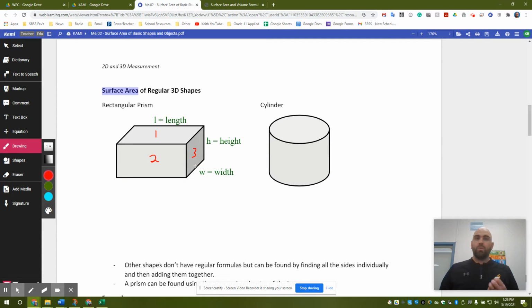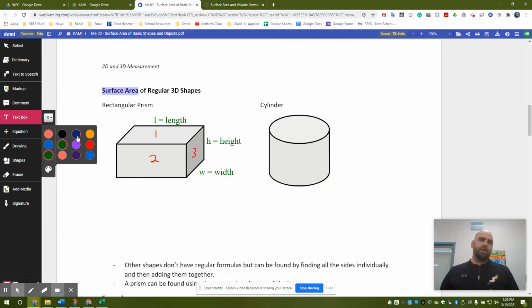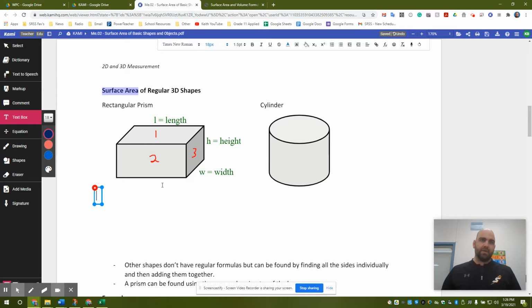Okay. Now, what we know with a rectangular prism is that side 3 is repeated on this side over here. Side 1 is on the bottom, and side 2 is on the back. So we have 2 of each. Okay, so we have 2 of each side. How we're going to solve for the area of this rectangular prism, or the surface area, and I'm going to use SA for surface area. I'm going to find side 1 first. Side 1 is length times width. Okay, length times width.